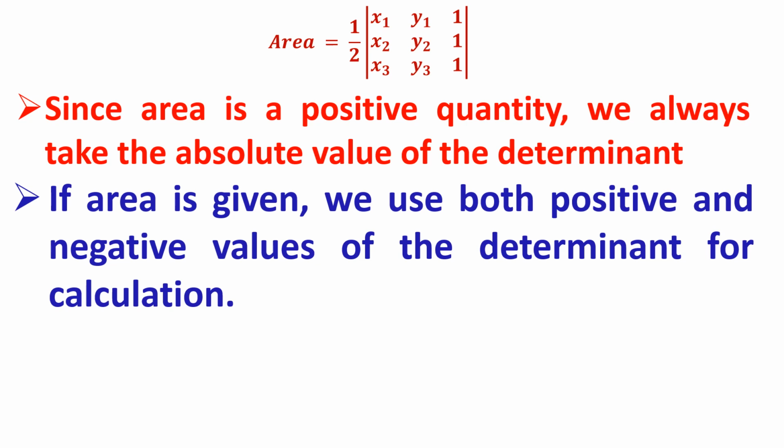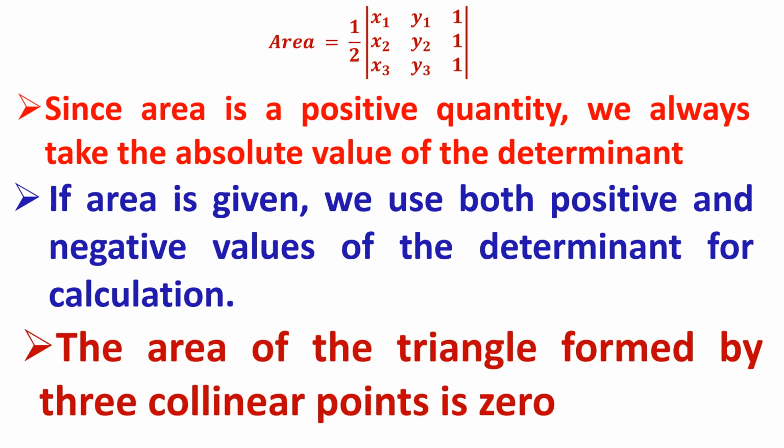Suppose the area is given to you, for example 35 units, 40 units, and we are asked to evaluate a certain unknown, then we will use both positive and negative values to get the calculation. We will take plus or minus and we will do the calculation.